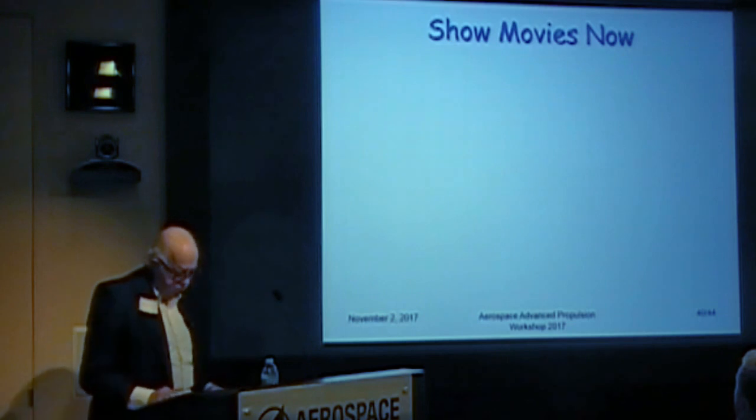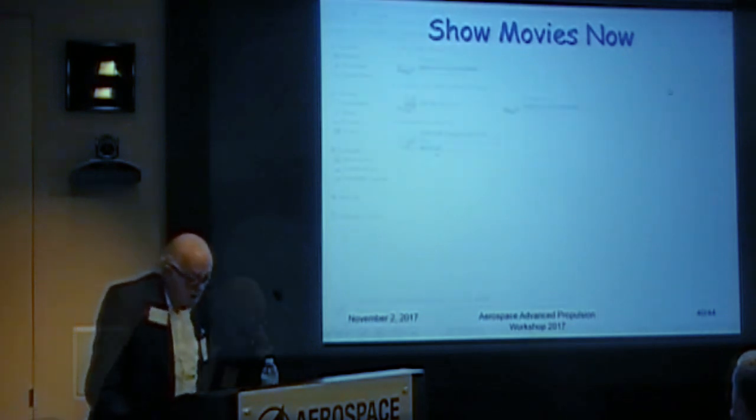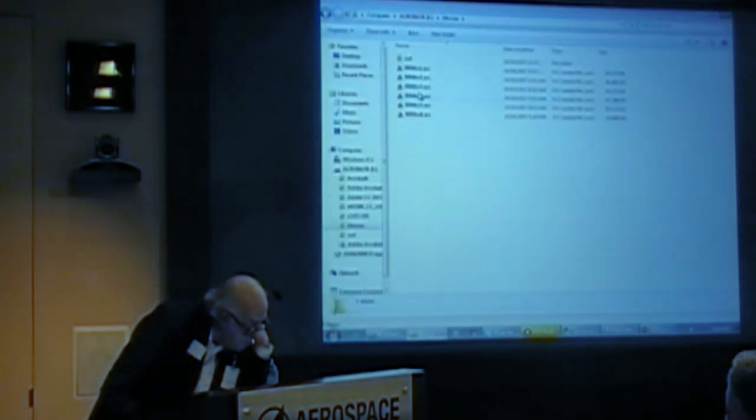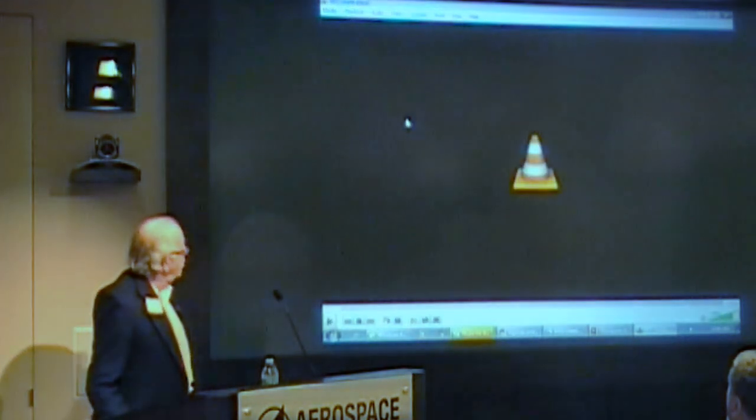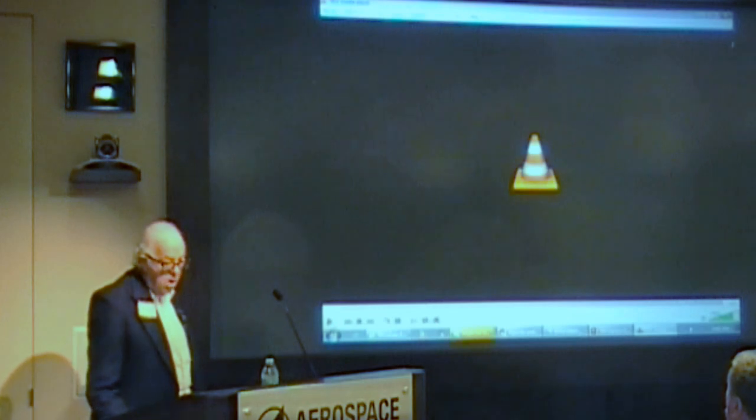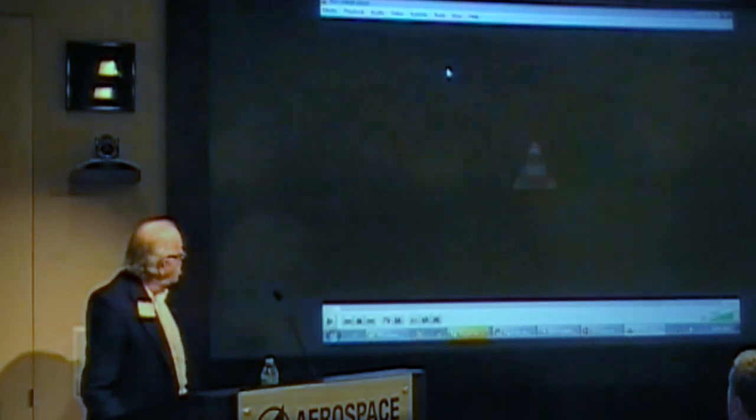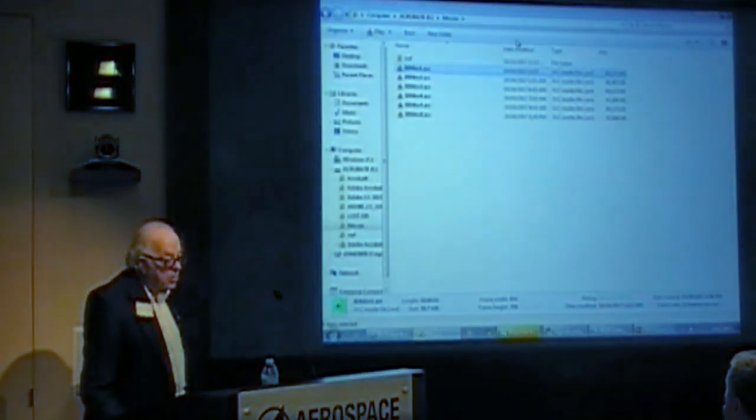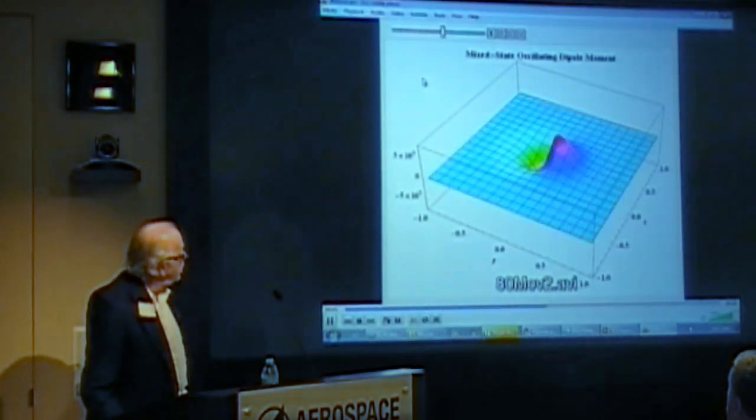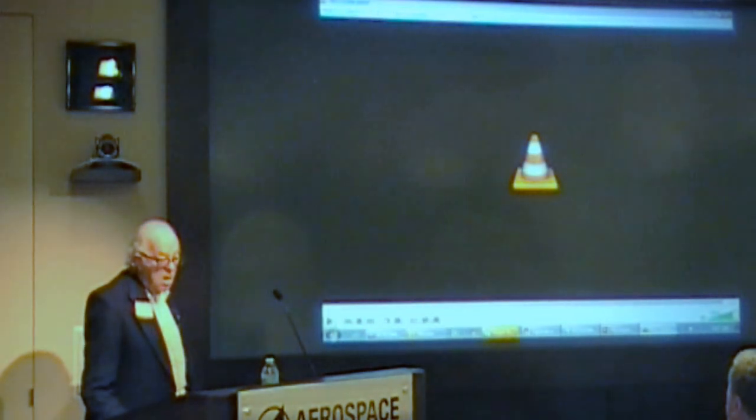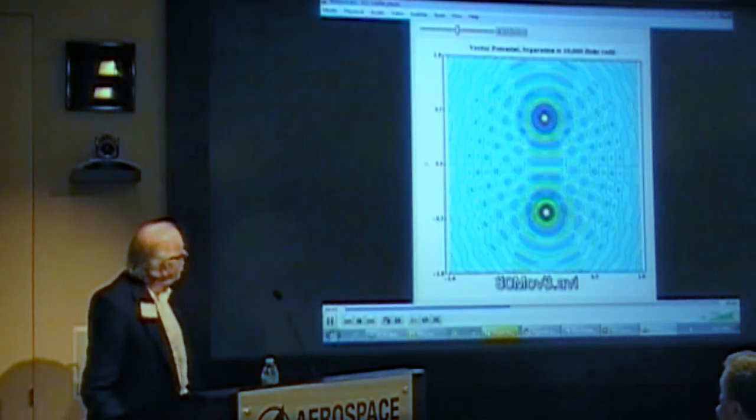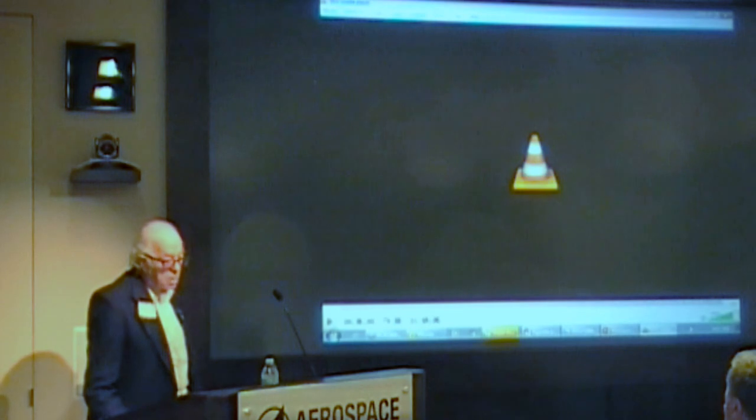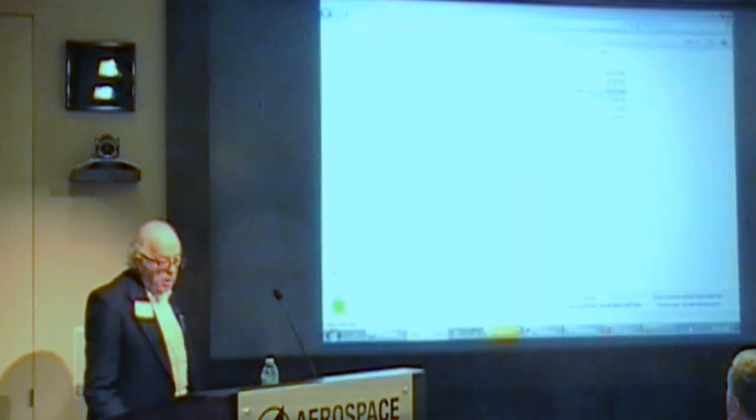Now I need to show some movies, and let me see if I can make this system work. This is one of the oscillating dipoles. This is a three-dimensional view of the same oscillating dipole. On my computer, these run continuously instead of stopping like that. But anyway, this is the one dipole radiating.